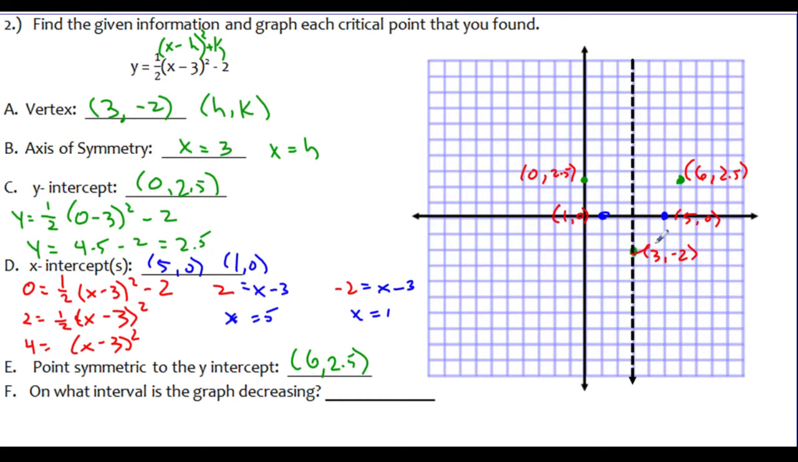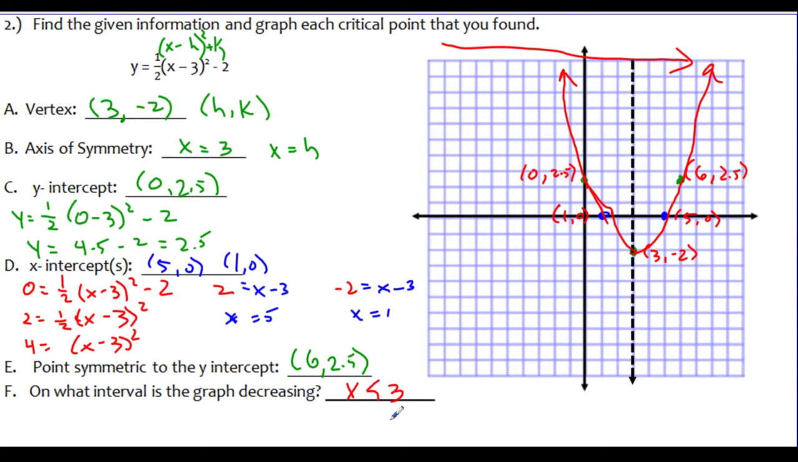Okay, let's draw our parabola. It's a little bit wider than our last one because that 1/2 made it get a little wider. Okay, and then on what interval is it decreasing? Well, as I'm traveling across the graph this way, it looks like it's going downhill until I hit 3, when my x value is 3. So I'm going to say when x is less than 3, that's where you're going to see the decreasing part of the graph.